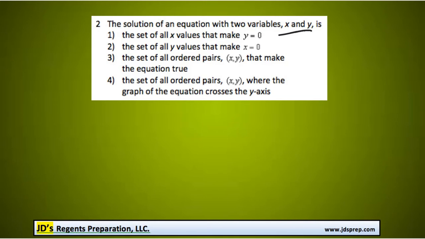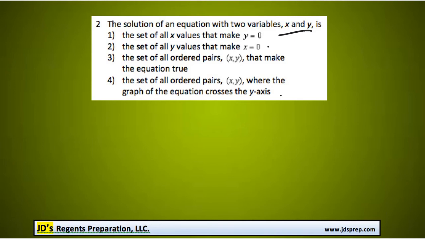The first one says the set of all x values that make y equal 0, or the set of all y values that make x equal 0, the set of all ordered pairs that make the equation true, or the set of all ordered pairs where the graph of the equation crosses the y-axis. Now there's a couple different ways to try to explain and understand what this question is asking.